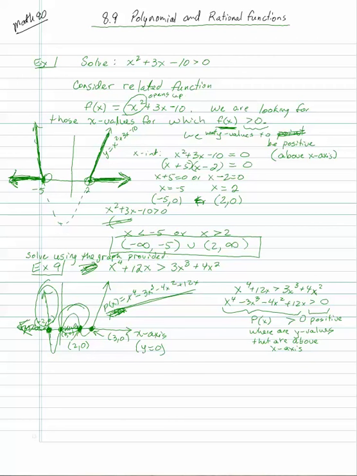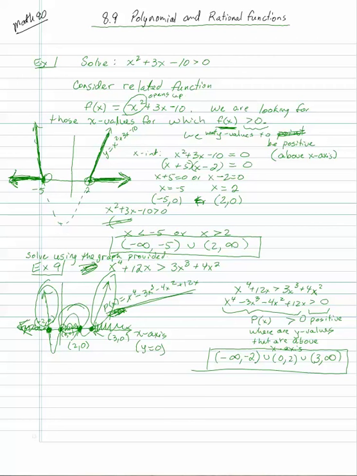And then of course this piece here. So the solution to this original problem will be between 0 and 2, and from 3 to infinity. So it's as simple as that when you have the graph.